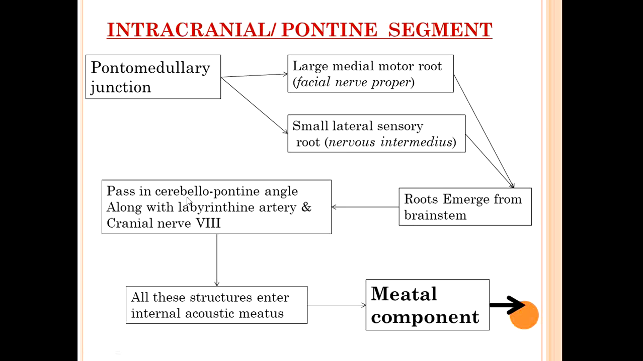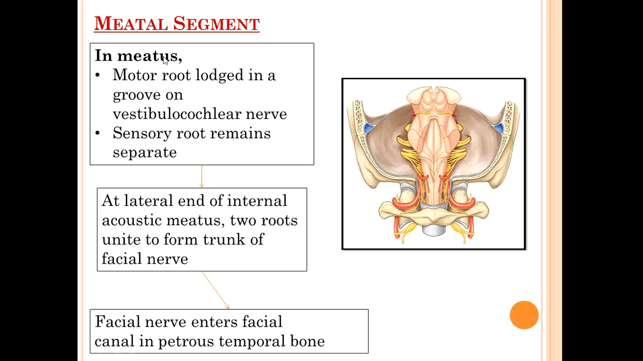They pass in the cerebellopontine angle along with the labyrinthine artery and cranial nerve 8, and all these nerves will enter the internal acoustic meatus. So now they will form the meatal component about which we will talk here. So you can see here, what you are seeing, three different structures. They are coming and entering into the internal acoustic meatus.